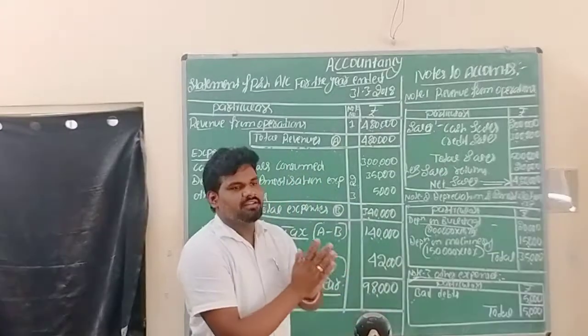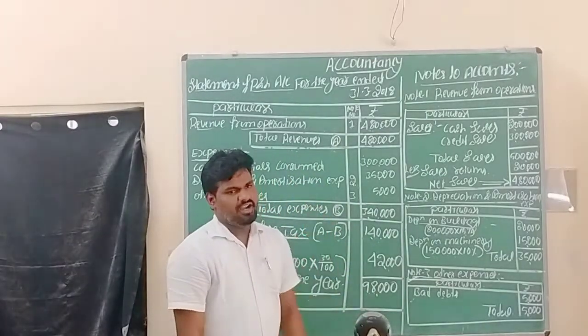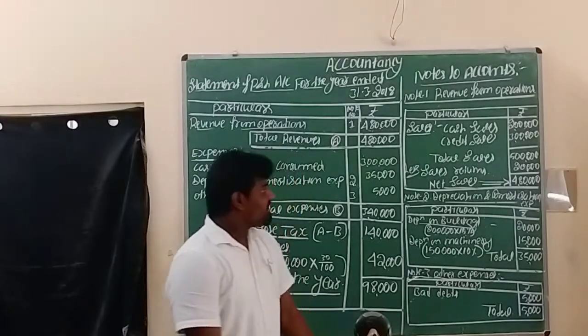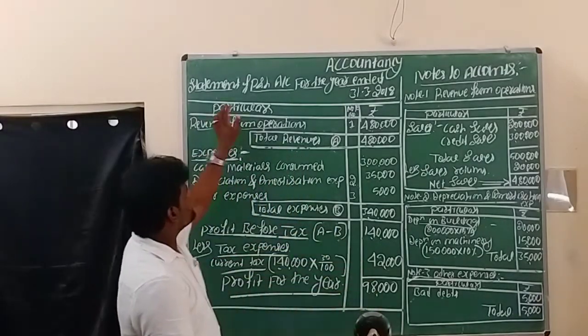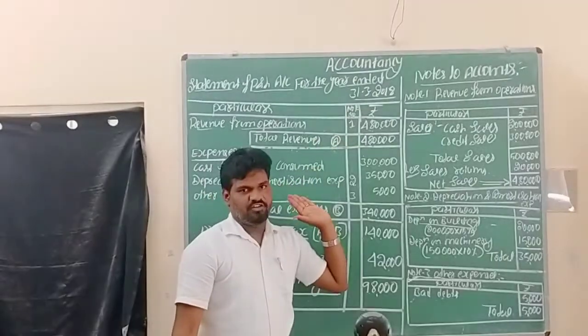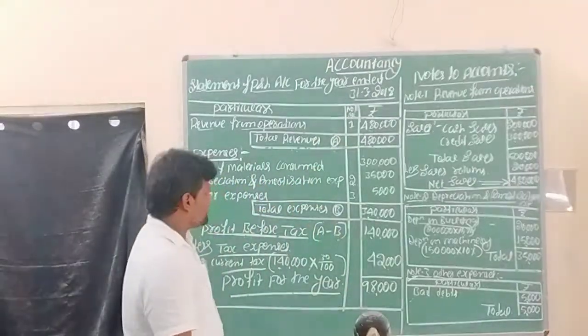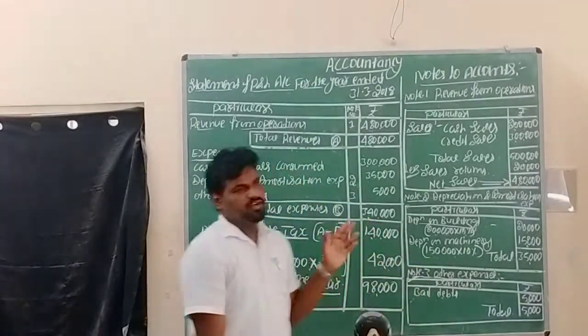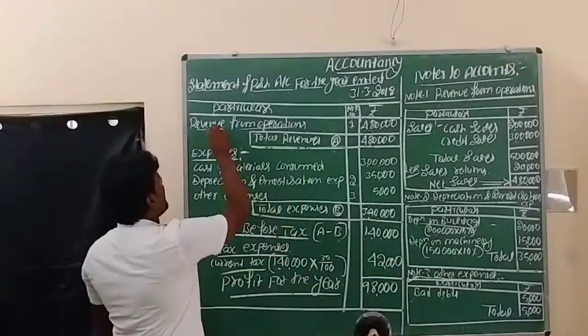So this is the question regarding preparation of the profit and loss account. Let us start the preparation. The first thing is the format: particulars, note number and amount column. This is the format for the preparation of the statement of profit and loss. To find the profit for the year, first we need to take some steps. The first one, revenue from operations.